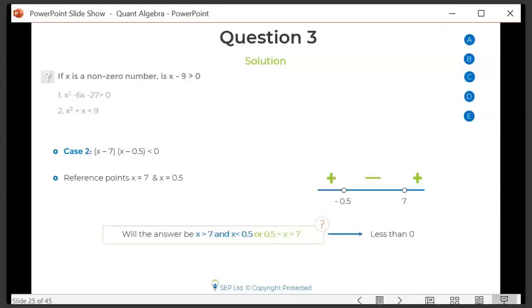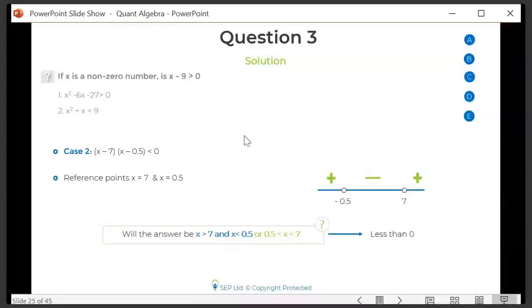You can write your answer in the chat box. What do you think will be the answer? If you've understood it correctly, you should be able to tell me. Again, keep in mind, we are looking for values that are less than 0. Anyone? Okay, Maiti is saying 0.5 to 7. Anyone else? And Maiti, you're correct.